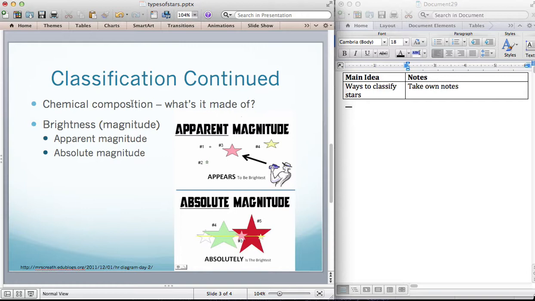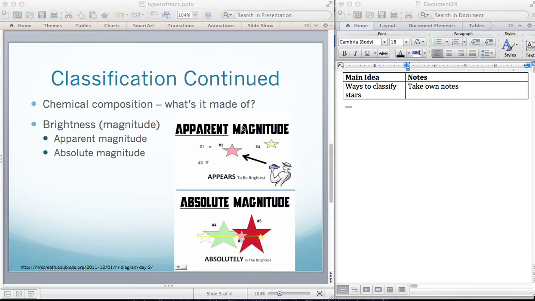And then the last way that we classify stars is based on their brightness or their magnitude. Magnitude is the more scientific term for this, so that's the term that we'll be using in class, but magnitude just means brightness. Apparent magnitude is how bright the star appears to be. So for someone on Earth looking up at the sky, number 3 here would be the brightest star.